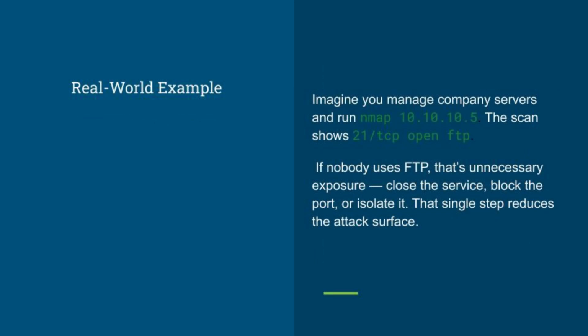Real world example. Imagine you manage company servers and run nmap 10.10.10.5. The scan shows 21/tcp open ftp. If nobody uses FTP, that's unnecessary exposure. Close the service, block the port, or isolate it. That single step reduces the attack surface.